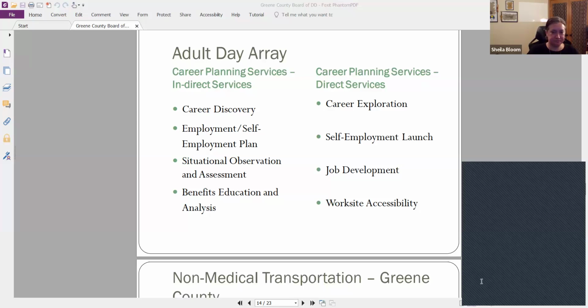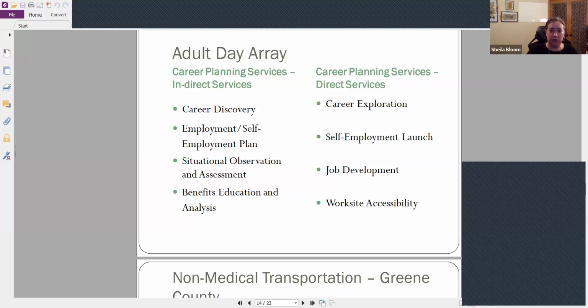Job development, again, is creating opportunities, networking, looking at opportunities within the area, taking into account transportation concerns. A lot of times big transportation providers may or may not cross county lines. So you need to look at where are you looking for employment, what do you want to do, and where you live. Worksite accessibility. Is there anything that needs to be done or provided to help make that job site accessible and safe for that individual who's wanting to work in the community?